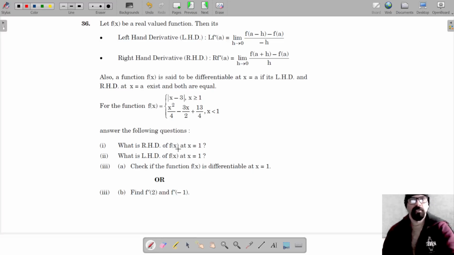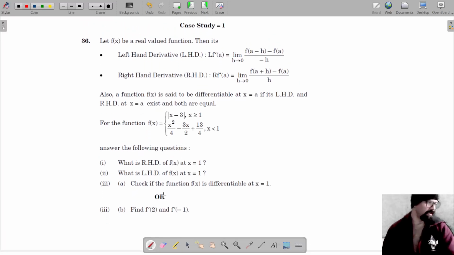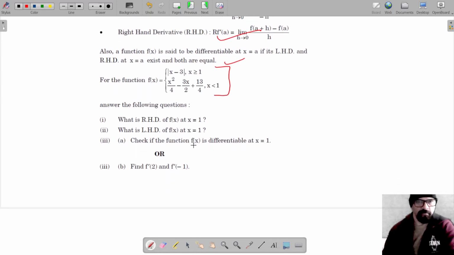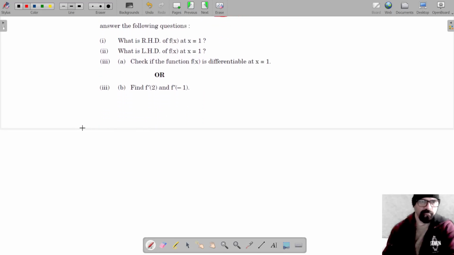Therefore, question number 36, that is a case study question. We know that for a real valued function, the left hand derivative is given by this formula, and for the right hand derivative, it's this formula. Now the function is said to be differentiable at x equal to a if the left hand limit and right hand limit exist and both are equal, and our function is given. So what is the right hand derivative of f of x at x equal to 1?